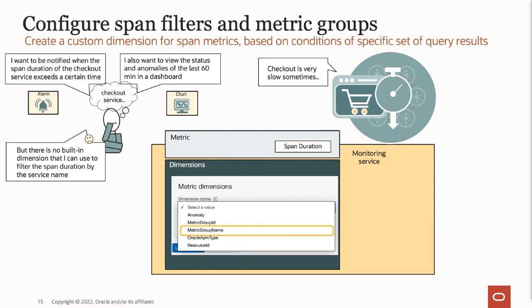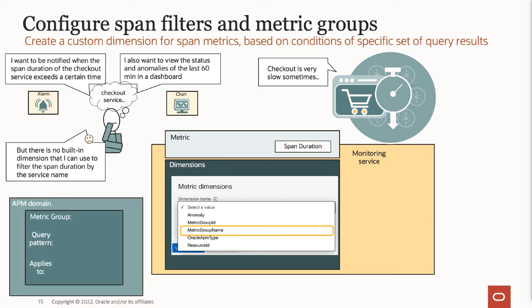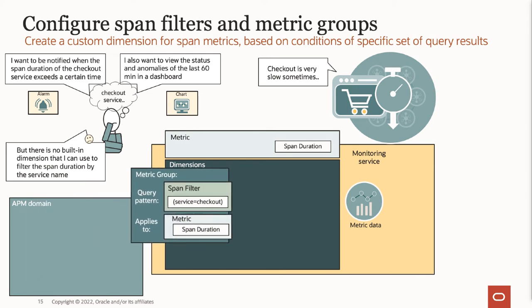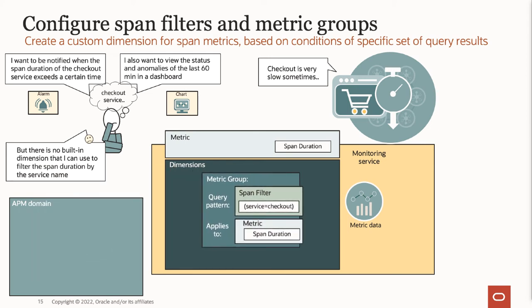And this is where the metric group can be used. A metric group is created along with a spam filter in your APM domain. First, define a query pattern in the spam filter. In this example, that is service equals checkout. And define which metric the filter can be used for. This will push the metric data to the monitoring service and it becomes available as a custom dimension which you can select in the Metric Explorer.